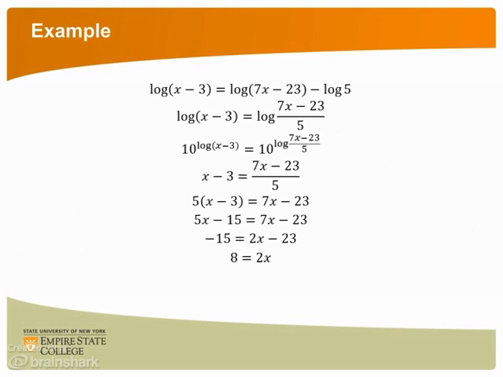We want the constant number on the opposite side of the equation from the variable. We add 23 to both sides of the equation. We are left with 8 equals 2x. Dividing both sides by 2, we get 4 equals x. Checking our original variable expressions, 4 minus 3 is positive 1, and 7 times 4 minus 23 is positive 5. So our solution lies within the domain of the logarithmic function. So we are done.